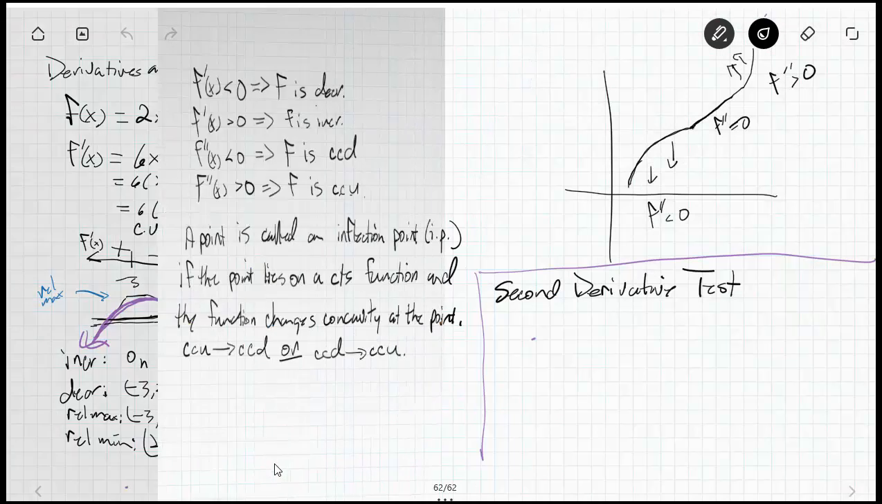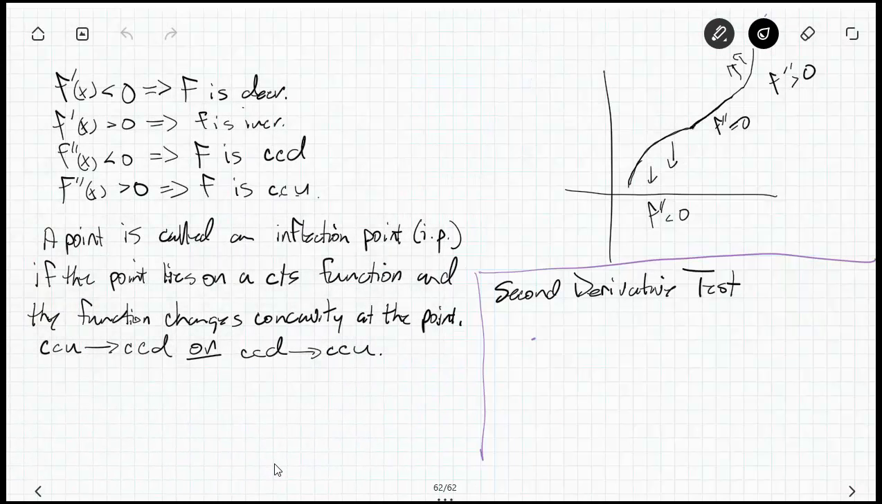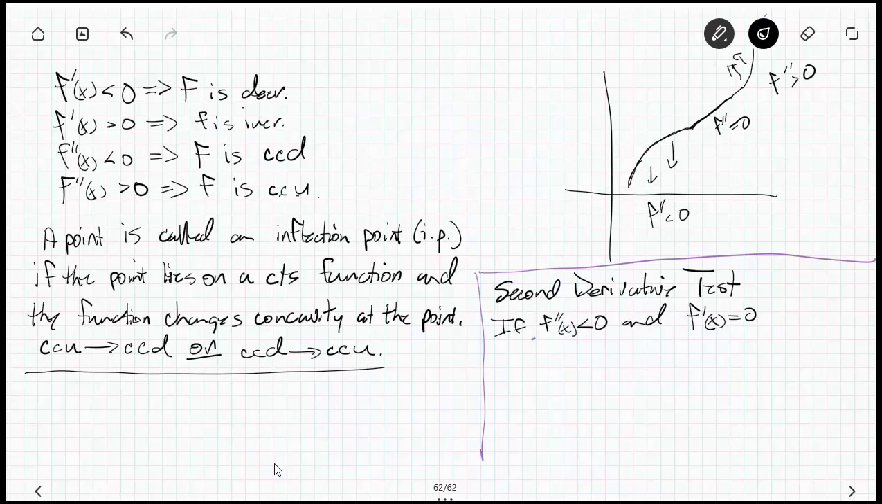But there's a second derivative as well, and it's actually pretty cool. The second derivative tells me this: if f double prime of x is less than 0 and f prime of x equals 0. Now, I'm going to put this over here because I don't want to chew through all my space. Let's think about what that looks like.